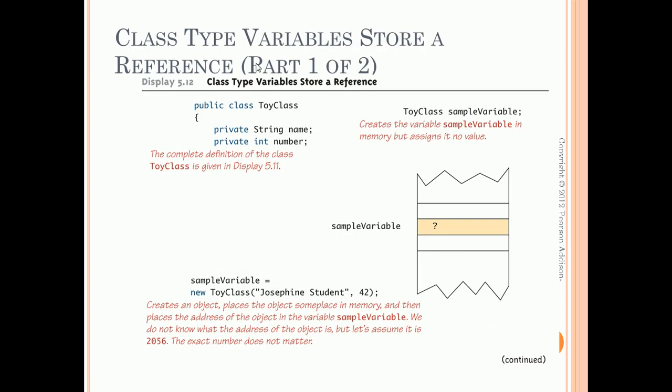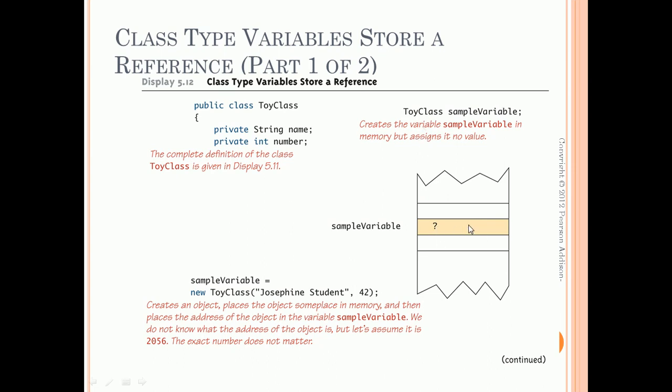Let's assume that I have a class named toy class. It has two data members, name and number, the toy name and the number, right? Now, let's say that I am creating an object of toy class, sample variable. It's the name for the object, right? When I create this object, it is given a memory.